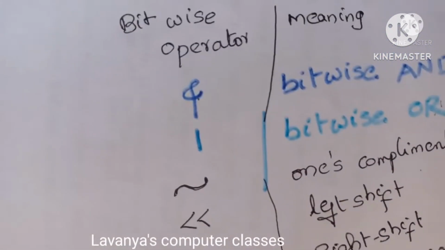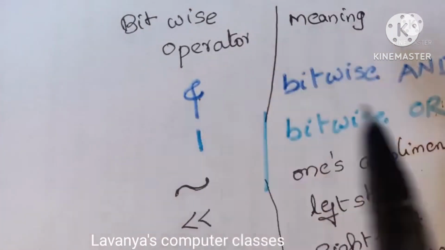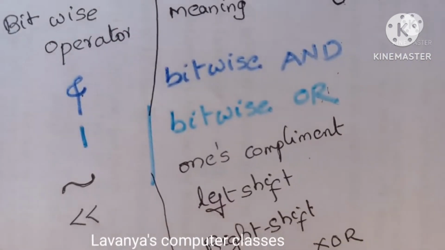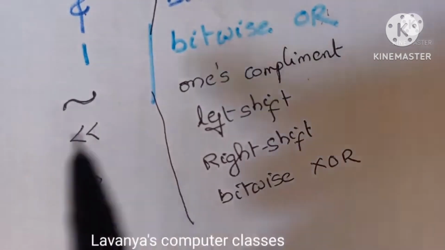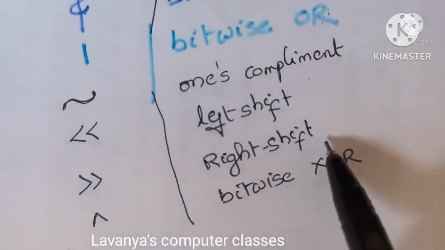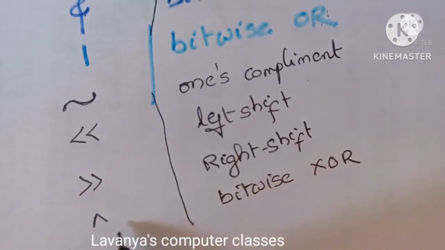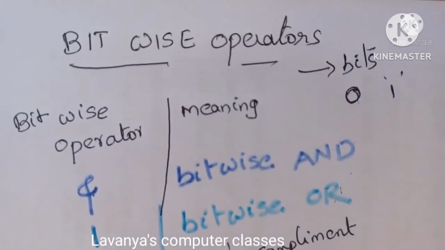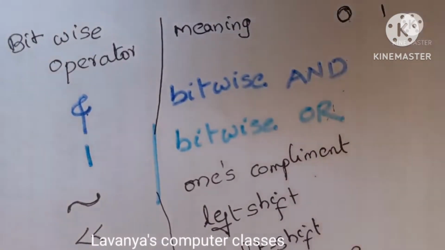So what symbols are used? Bitwise AND, single ampersand. Bitwise OR, pipe operator. For ones complement, negation symbol, the tilde character. Left shift, two less than symbols. Right shift, two greater than symbols. And bitwise exclusive OR operator. These bitwise operators are available in any language. Now I will explain all these operators with examples.